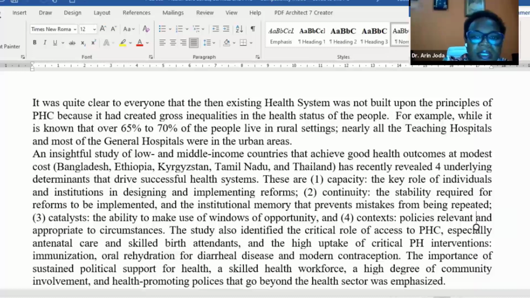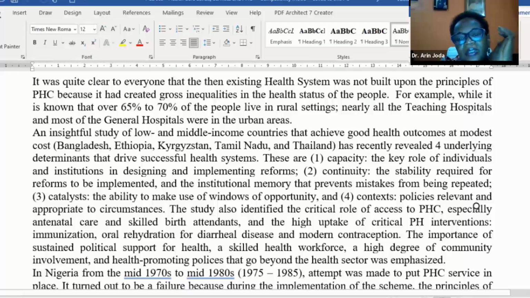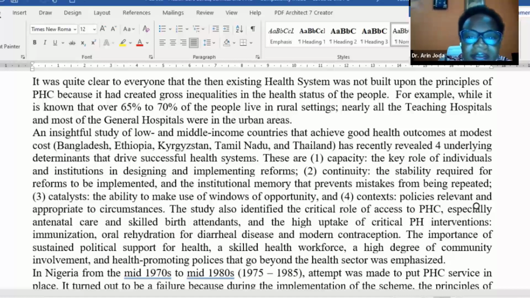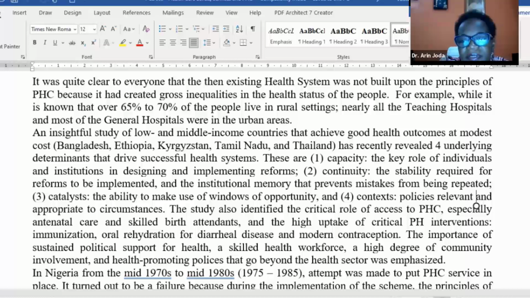Okay, so there's an article that I put in here, which gives a good overview of health outcomes that are improved at low or modest cost in 5 countries, including Bangladesh, Ethiopia, Kyrgyzstan, Tamil Nadu, and Thailand. And this reveals 4 underlying determinants that drive successful health systems.